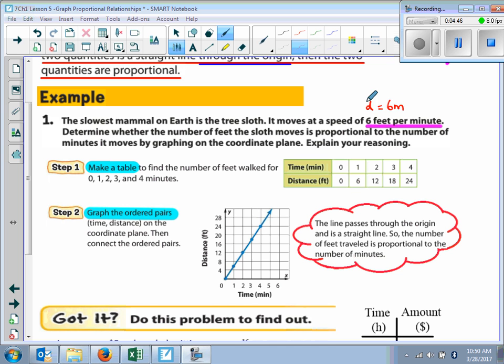So at 0 minutes, 6 times 0 is 0. You see how I got that? At 1 minute, that's 6 times 1, that gives me 6.